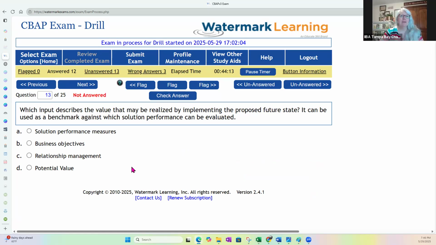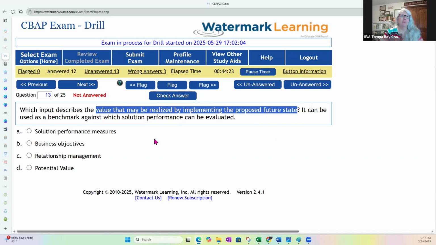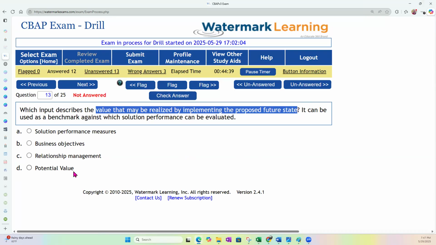Which input describes the value that may be realized by implementing a proposed future state? The value that may be realized by implementing a proposed future state. It can be used as a benchmark against which solution performance can be evaluated. Are we talking solution performance measures, business objectives, relationship management, or potential value? Solution performance measure. Why do you think so, Tamara? I'm thinking about the task.